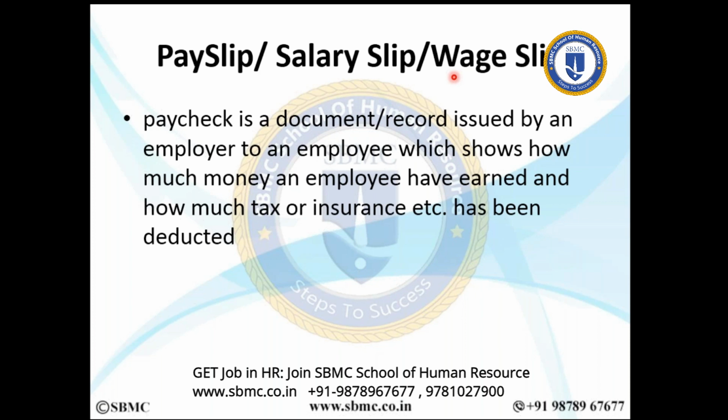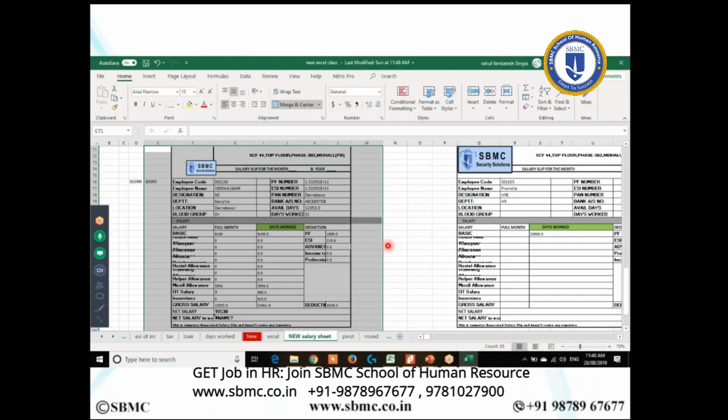So basically, pay slip, salary slip. The pay slip is the document record issued by the employer to the employee, which shows how much money an employee has earned and how much tax has been deducted. That is the pay slip. It's an employer proof that you give to the employee. This one is the pay slip, as shown on your screen.